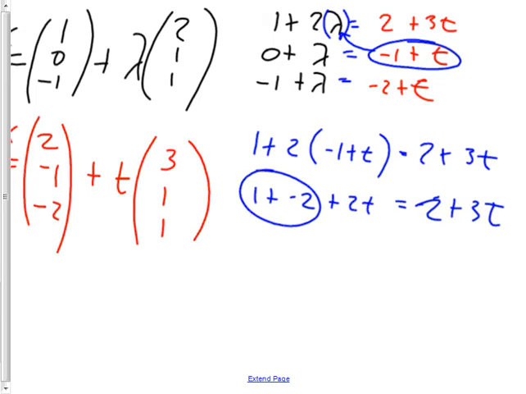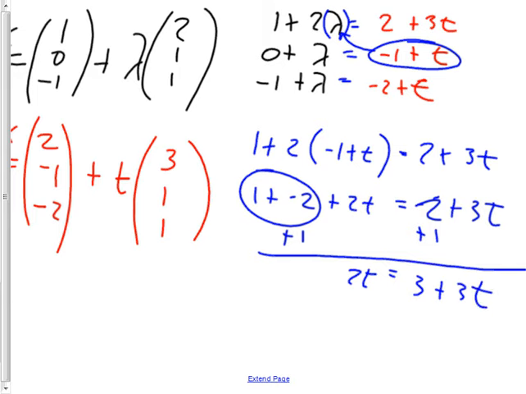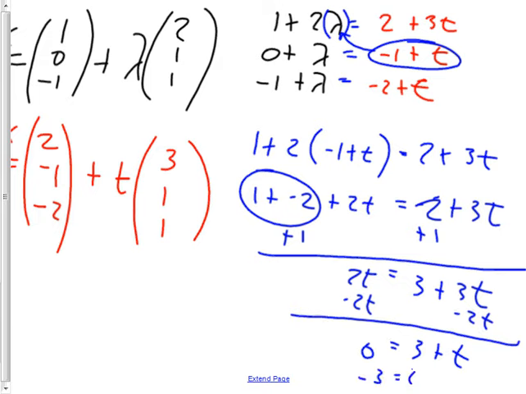I'm going to add it to both sides. Now I'm going to subtract 2t from both sides. And I get 0 equals 3 plus t. Subtract 3 from both sides. -3 equals t. A little slow and clunky, but I got her done.